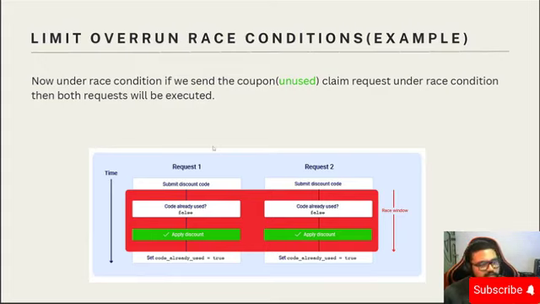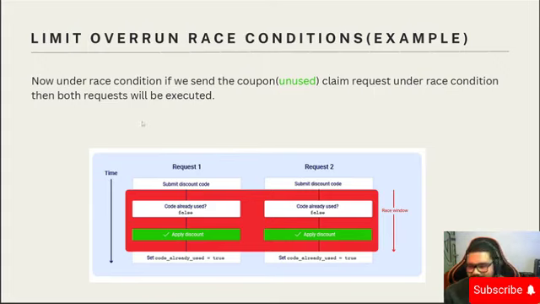Now below is the diagram showing the two requests, the first one and the second one. They are sent to the server at the very same time, and both will work, and the same coupon is applied multiple times. Okay, here is the example of two requests. We can do it with 10 requests, 20 requests, 100 requests, and so on.